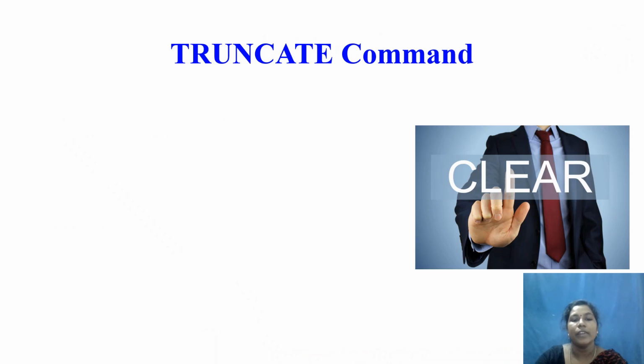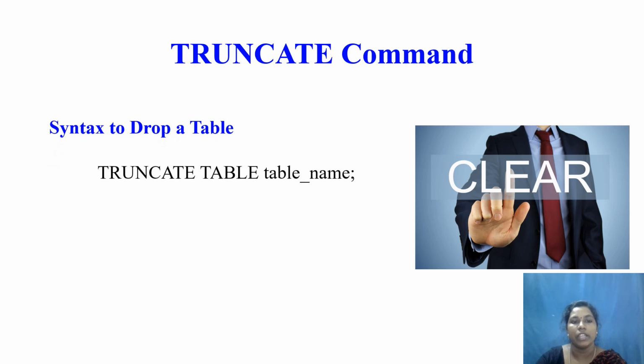The truncate table command is used to delete all rows from a table but leaves the structure intact. It differs from the delete command because, unlike delete, truncate does not generate individual row deletion logs and is generally faster because it does not log each deletion. However, both truncate and delete are used to remove data from a table. The syntax for the truncate command is truncate table, table name.